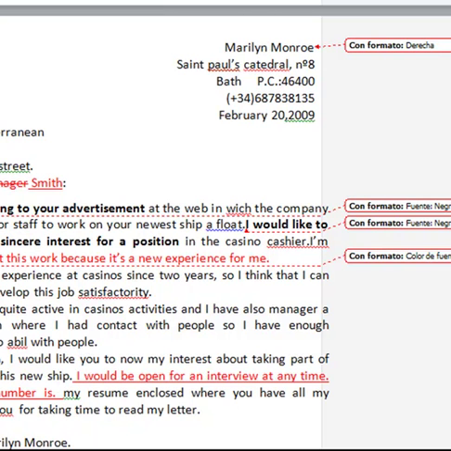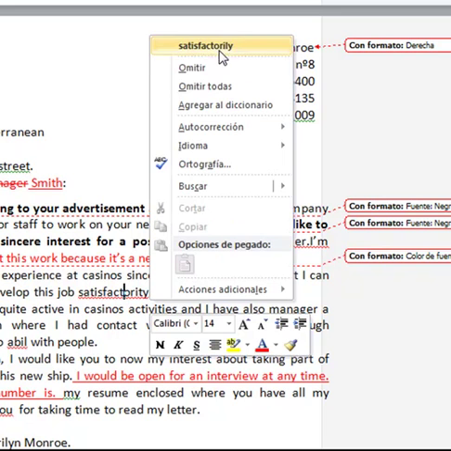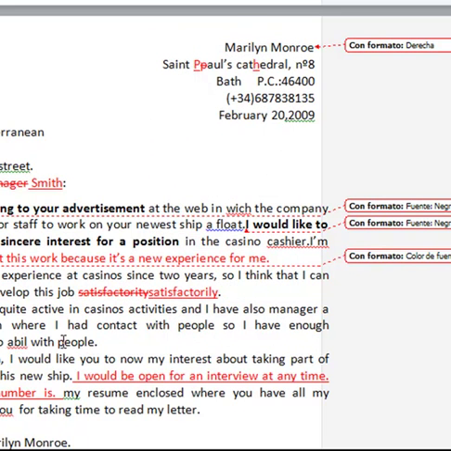Then finally, I would like to call your attention to the many misspellings and the many grammatical problems there are in this text. Some sentences are difficult to understand due to problems of this sort. For example, "satisfactority" or "abil with people". This is something that does not exist in English.